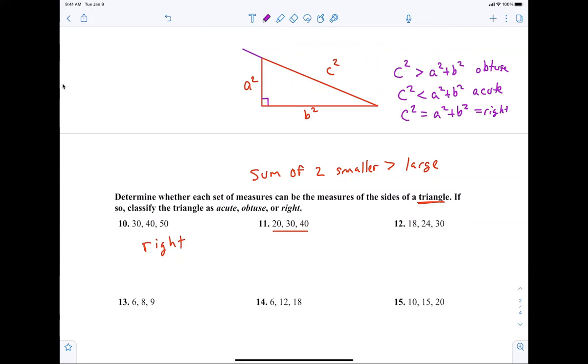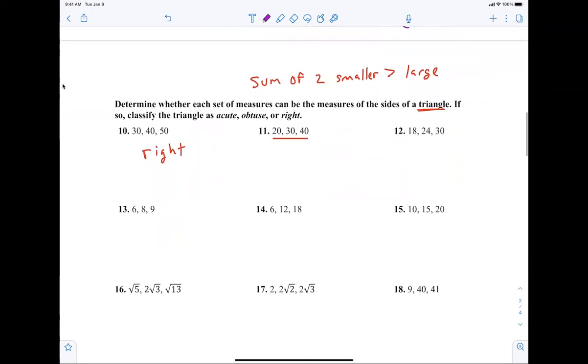So now let's look at 11. We're always comparing c squared. 40 squared, I always leave a blank there, compared to 30 squared plus 20 squared. 1600 compared to 900 plus 400. I know 1600 is greater than that. So that means if c squared is bigger, it's obtuse, right?